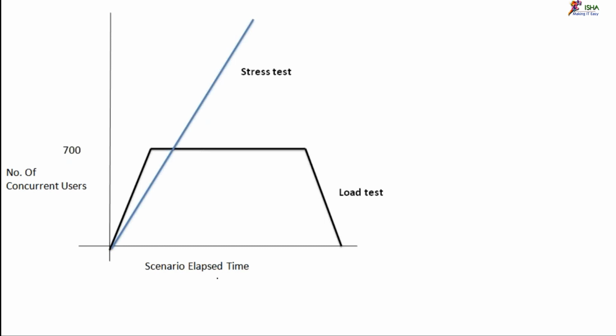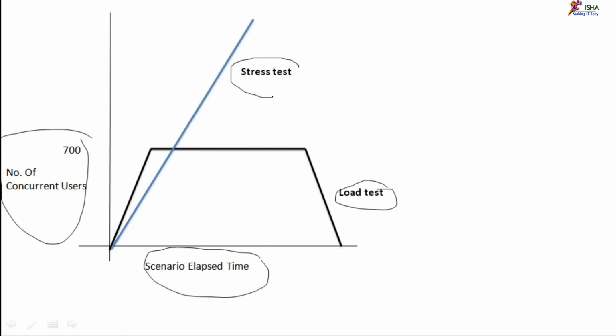Again, the same thing. This is the scenario elapsed time or your test execution time, and the number of concurrent users. You see, the first line is for the load test. Now the second line is for the stress test. So here you start, keep increasing. This is when you have a 700 mark. You don't stop at 700. This is the expected peak load. You keep going, keep increasing the users, until you find the breaking point. Breaking point means this application can handle only a certain number of users.